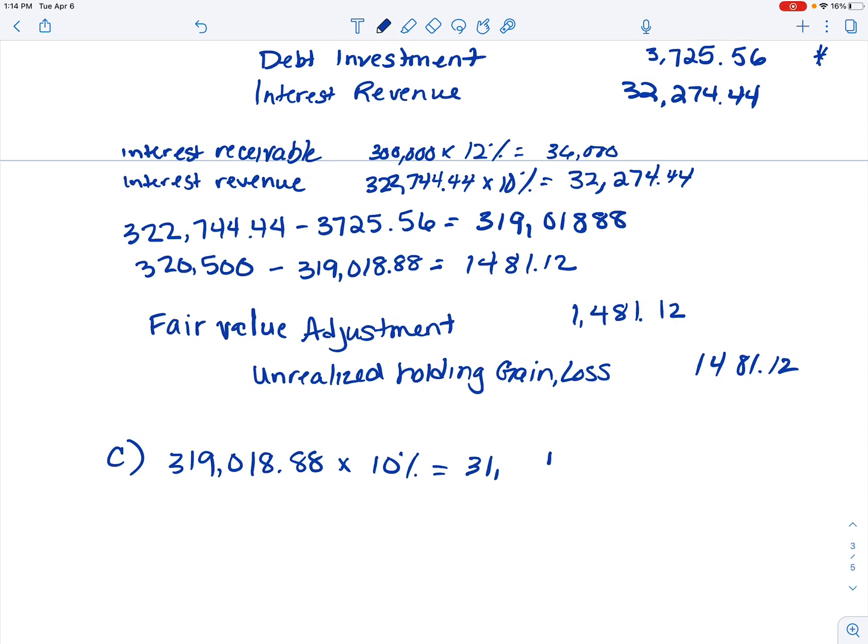331.9. Let's see, 31. If I can do my math, 901.88. So that's my interest revenue, right? The amount I pay is $36,000. So my difference is going to be 4,098.